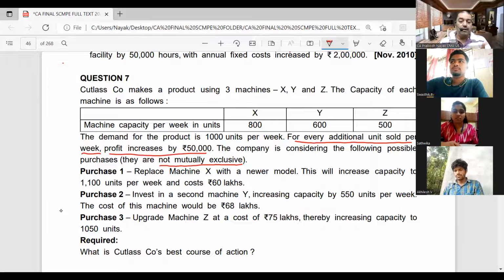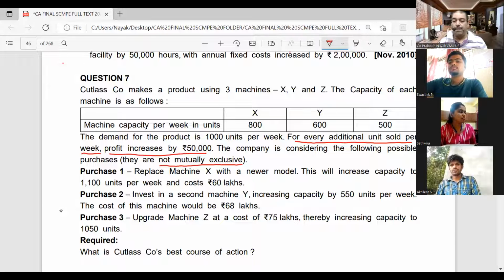First one, replace machine X with a newer model. This will increase capacity to 1100 units per week and cost 60 lakhs. Second option, invest in a second machine Y, increasing capacity by 550 units per week. The cost of this machine is 68 lakhs. And option 3, upgrade machine Z at a cost of 75 lakhs, thereby increasing capacity to 1050 units.